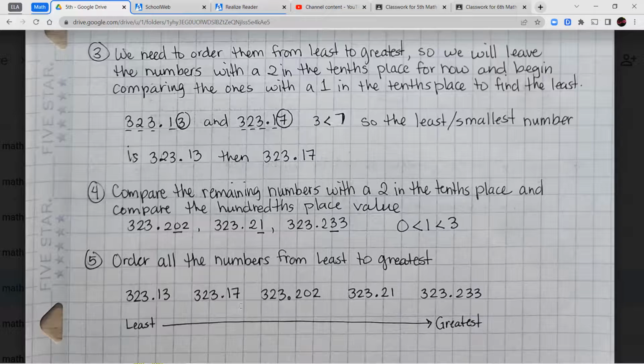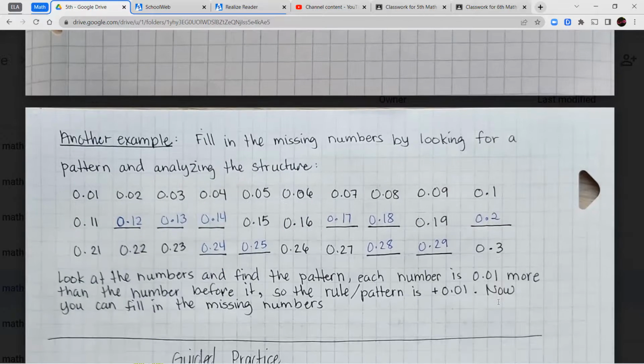If you look at just the numbers that come after the decimal point, we have a 13, a 17, a 202. This would be 210 if I wanted to put a 0 in that placeholder, and then a 233. All right, let's take a look at another example.